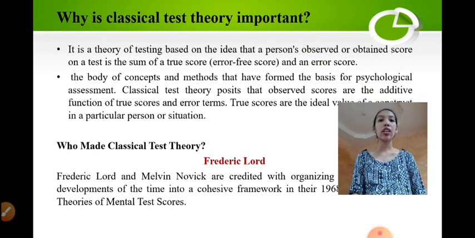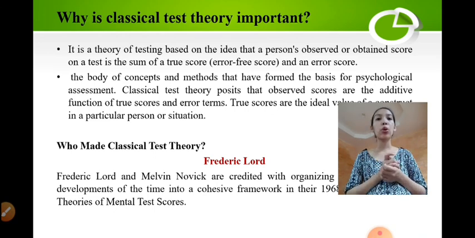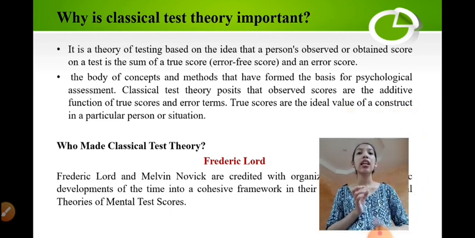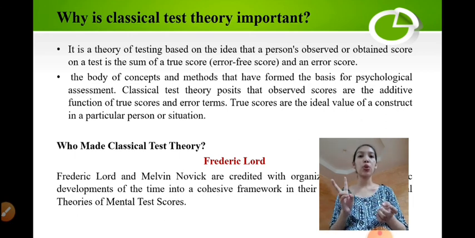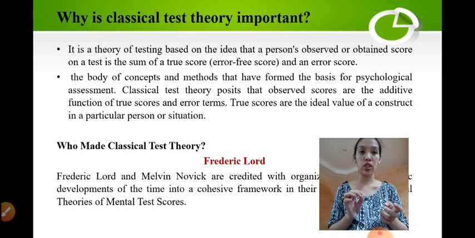It is a theory of testing based on the idea that a person's observed or obtained score on a test is the sum of the true score, the error-free score, and the error score. The body of concepts and methods formed the basis of psychological assessment, and classical test theory posits that observed scores are additive functions of true scores and error terms. True scores are the ideal value of constructs in a particular person or situation.